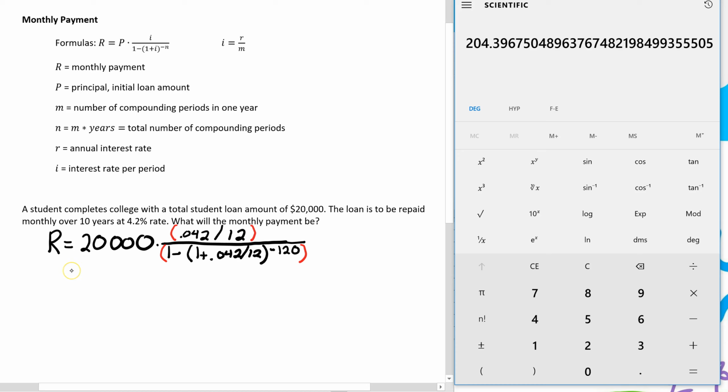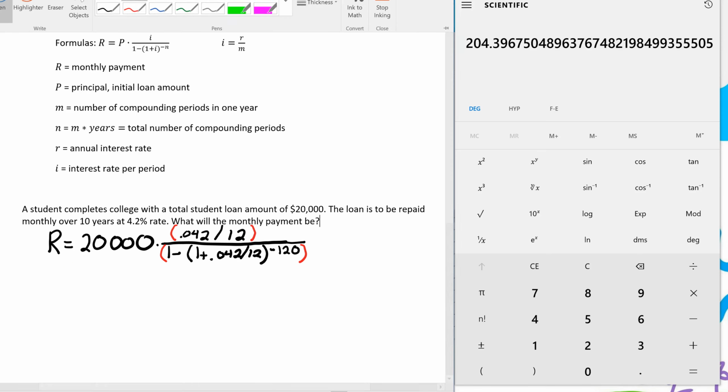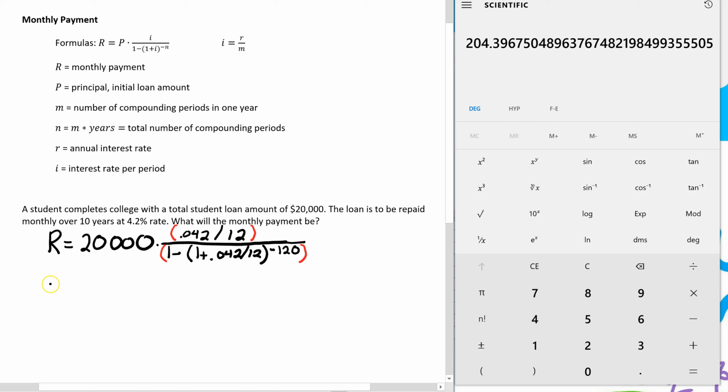$204.40. So our monthly payment will be $204.40. That would be the answer to the question, what will the monthly payment be?